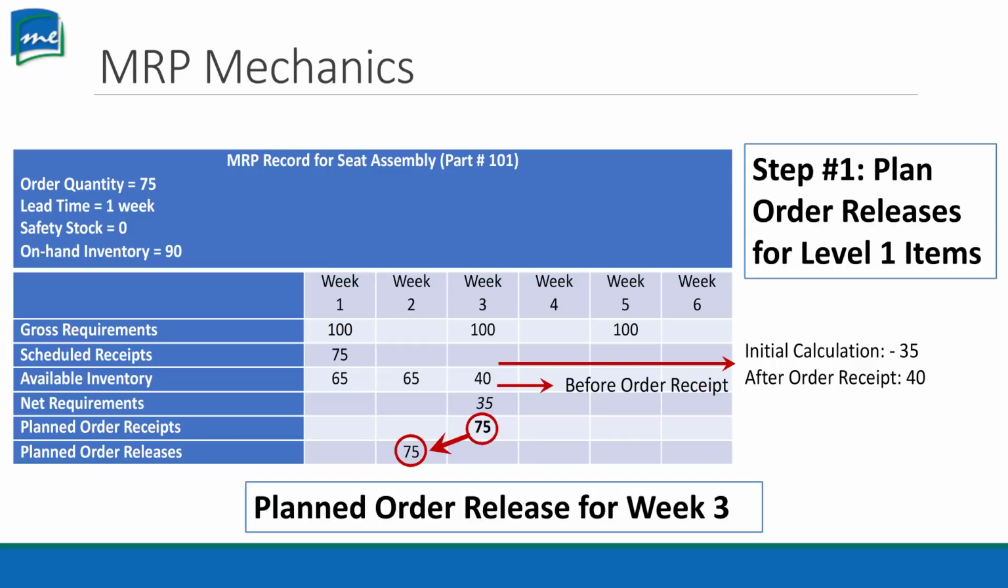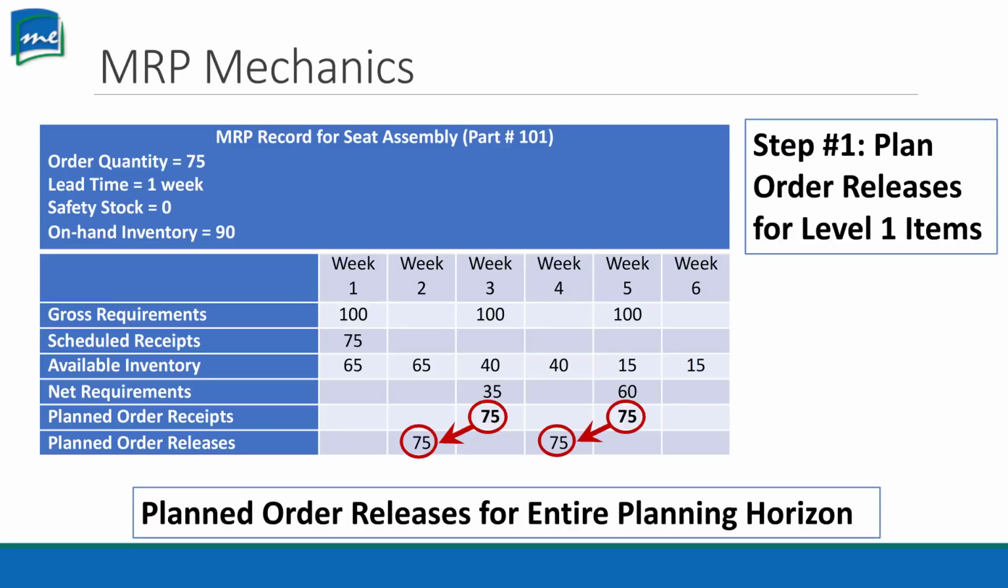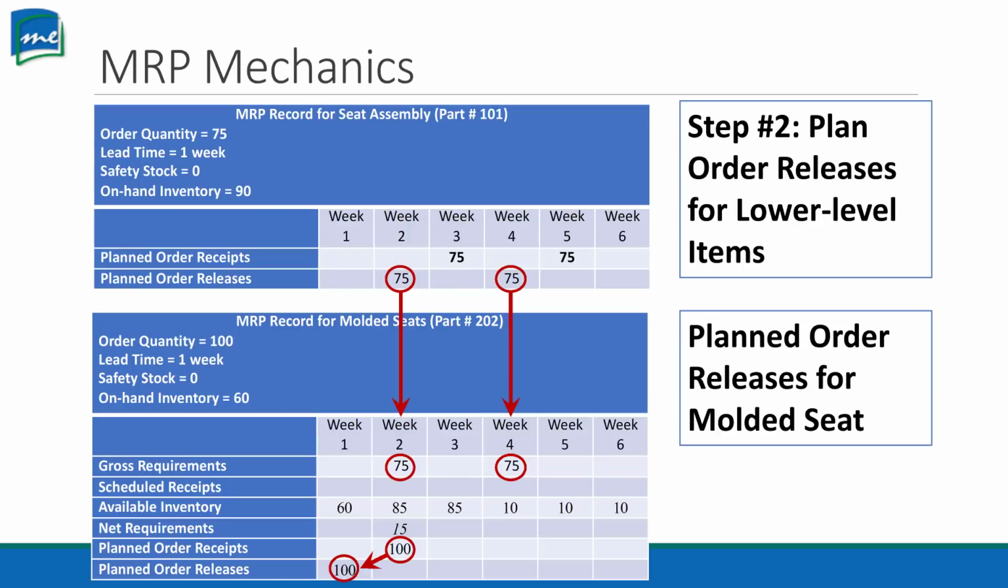And you would do this for the whole thing, as you can see here. So on weeks 2 and 4, you need to place an order for 75. So that's what you need to do. For this is just the seat. This is just one part of the office chair. And then the seat needs parts too. As you can see here, we're continuing on.